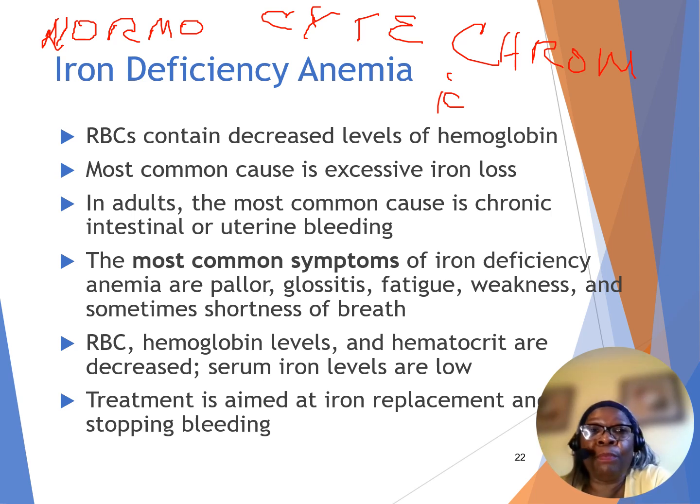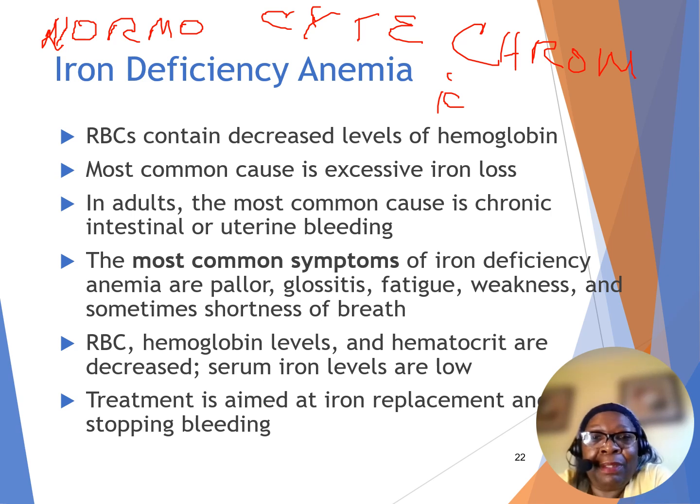So hypochromic, microcytic anemia, that was a mouthful, is characterized by decreased levels of hemoglobin with not enough color and small micro cells. This type of anemia is typical of an iron deficiency anemia. Okay? Hemoglobin is needed for oxygen and iron molecules to bind to. Remember, we need hemoglobin for oxygen and iron molecules to bind to.